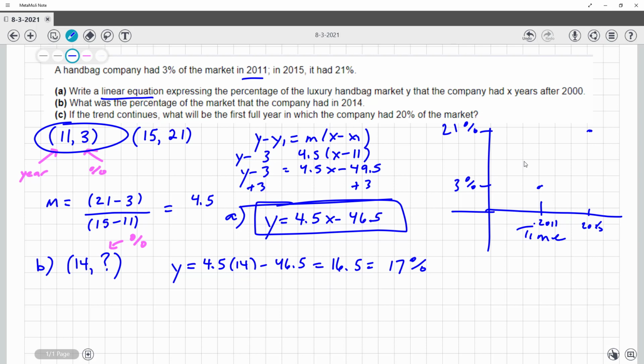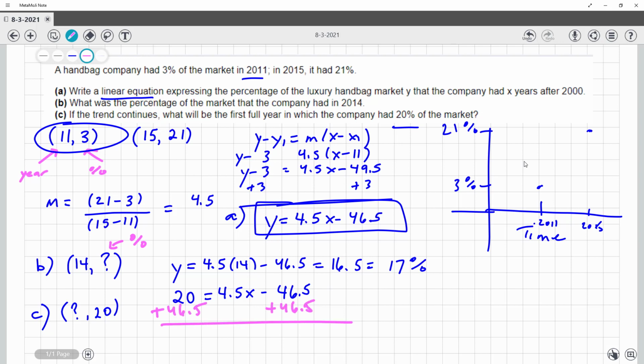I know you're going, where do they tell you to do that on the actual homework problem? Okay, part C says if this trend continues, what will be the first full year? So it looks like we're looking for x when y is 20%. So we can do that. We know how to solve these. We set y equal to 20. We leave x alone because that's what we're going to solve for. As you see, I can add 46.5 to both sides, just solving this for x.